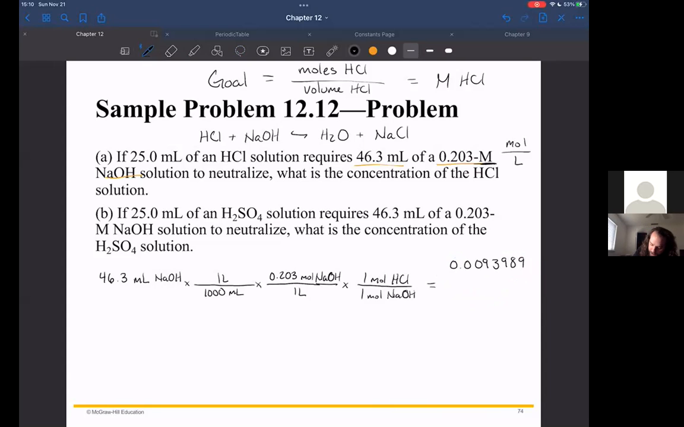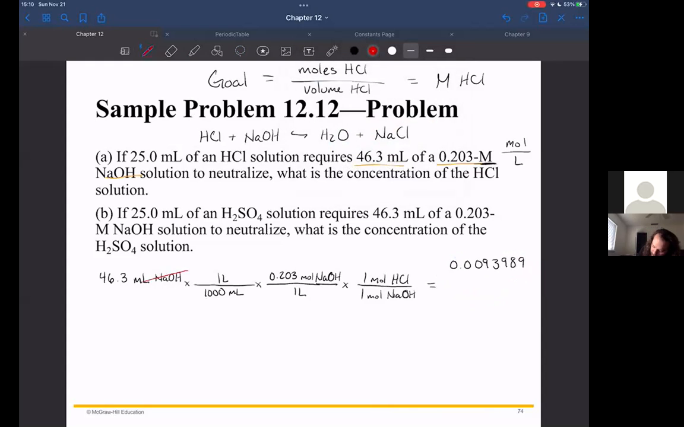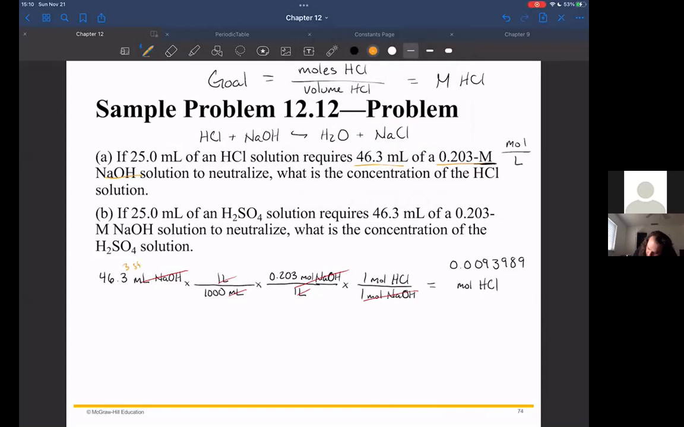Going back and paying attention to units, milliliters will cancel out, liters cancel, and finally, moles of sodium hydroxide cancel out. So I'm left with moles of HCl. Got to pay attention to sig figs. I have 3 sig figs in my volume and 3 sig figs in my concentration. So I should have 3 over here.